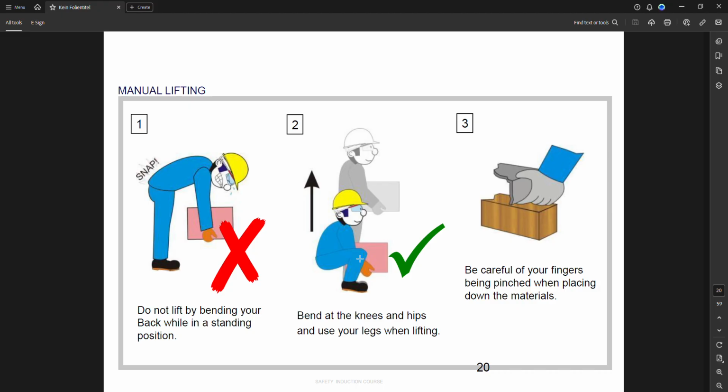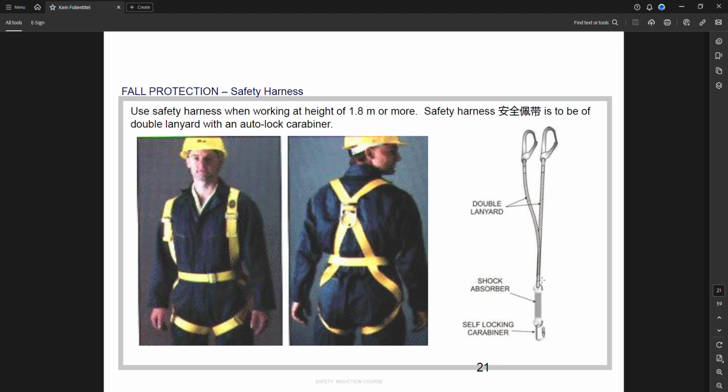Now we come to manual lifting. For manual lifting, you can see picture 1. This is not the right procedure. You have to follow the second picture here. And also be careful of your hands when you press down the materials.